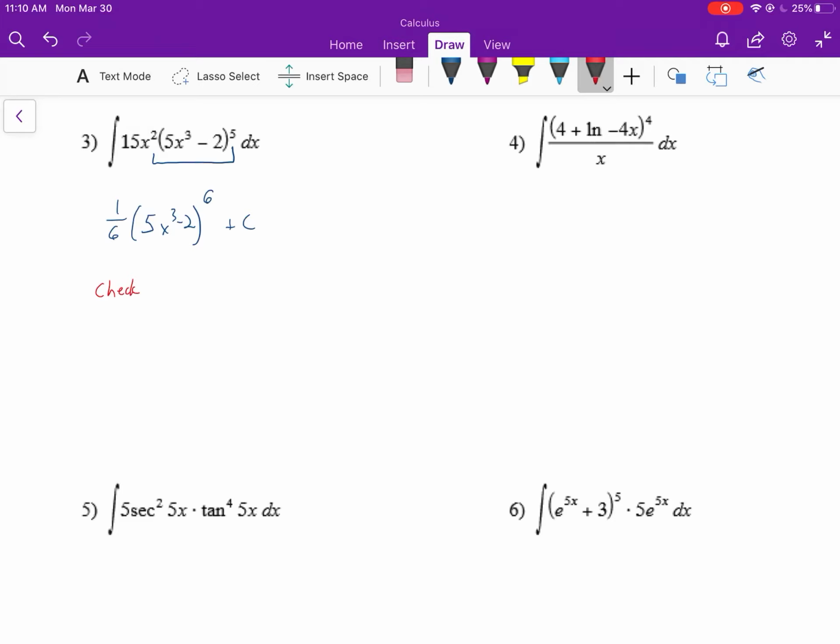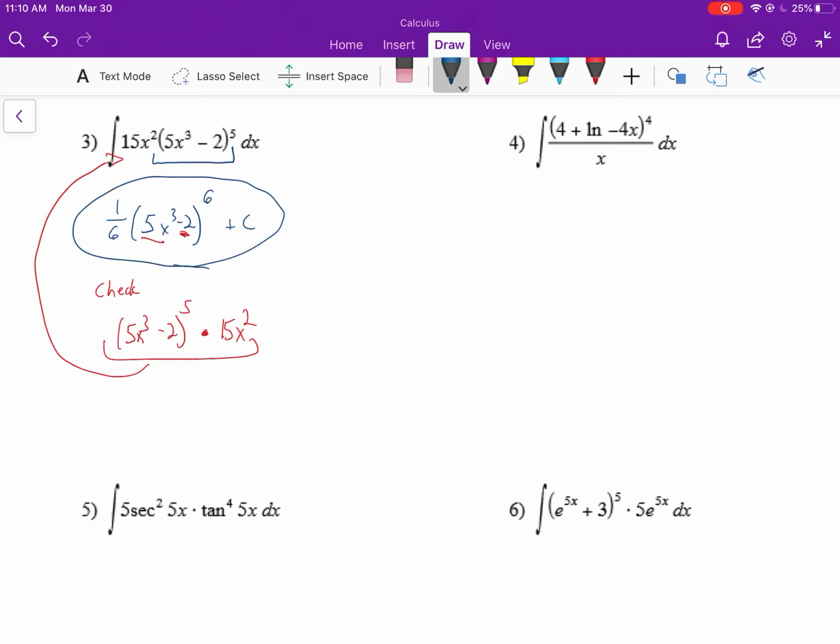Checking, the 6 comes out front and cancels with the 1/6. So we have 5x cubed minus 2 to the 5th. And then we have to multiply by the derivative of what's inside. So the derivative of that is 15x squared, the derivative of 2 is 0, and this does equal the original, so this is the correct answer.